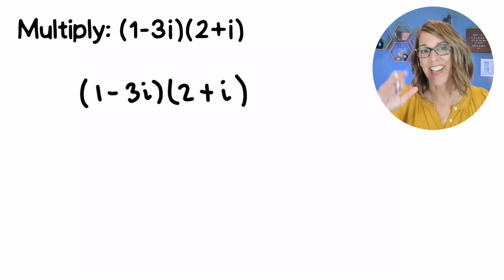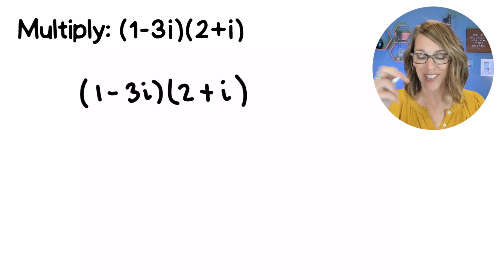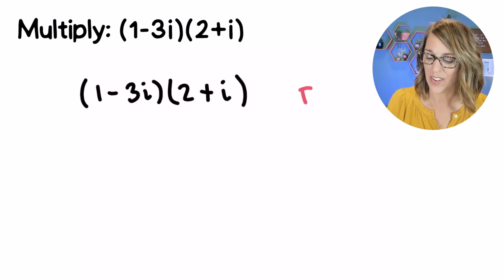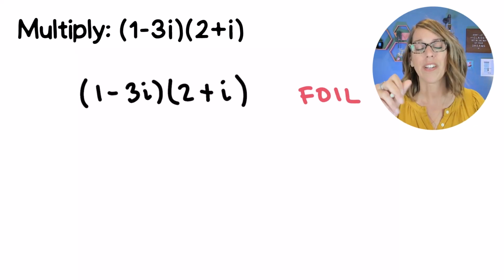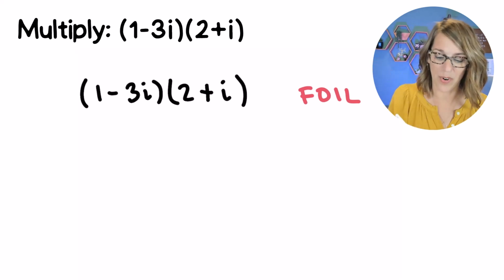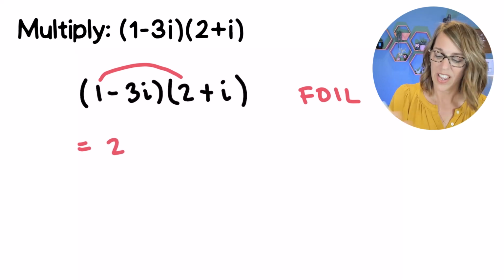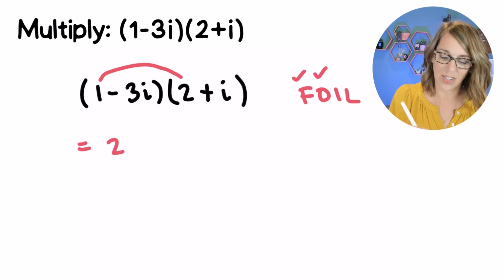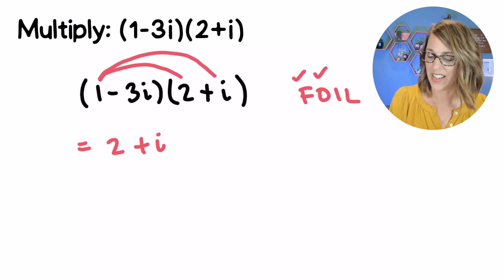Next up is multiplying, and these feel so much like what you've learned with your polynomials. I'm going to be doing FOIL, so just as you've probably done before, we're going to distribute in a really specific order here, starting with first times first. First times first is 1 times 2, which is 2, and then outer is next, so outer is going to be 1 times i, so that's going to be a plus i.